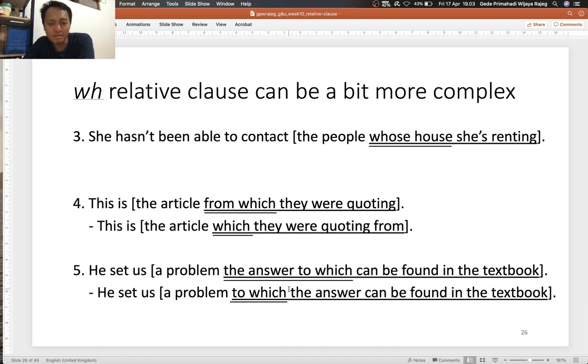So the standard main clause sentence of this relative clause is that the answer to the problem can be found in the textbook. So that's the main clause declarative sentence of this version of relative clause in 5.